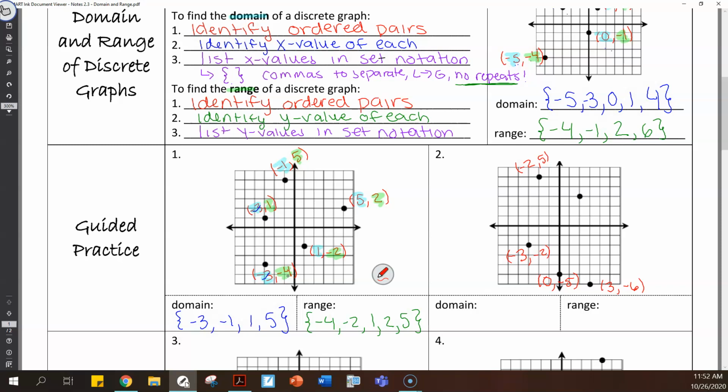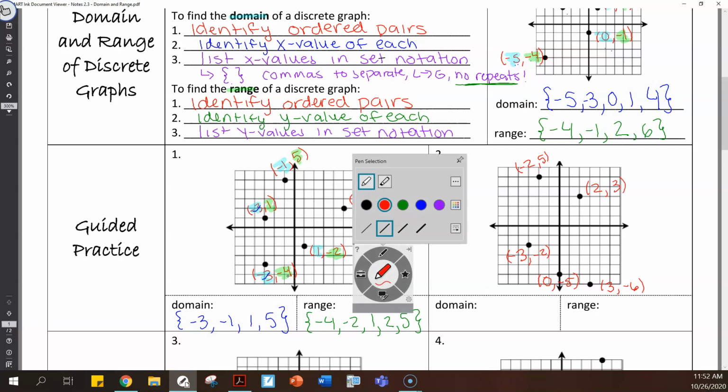And lastly, I've got this point. I go 2 to the right, so 2 is my x value. I go 3 up, so 3 is my y value. And finally, I am done with my points.